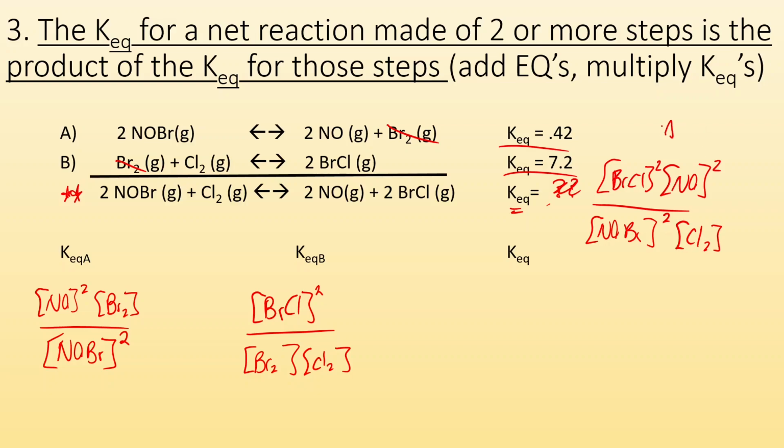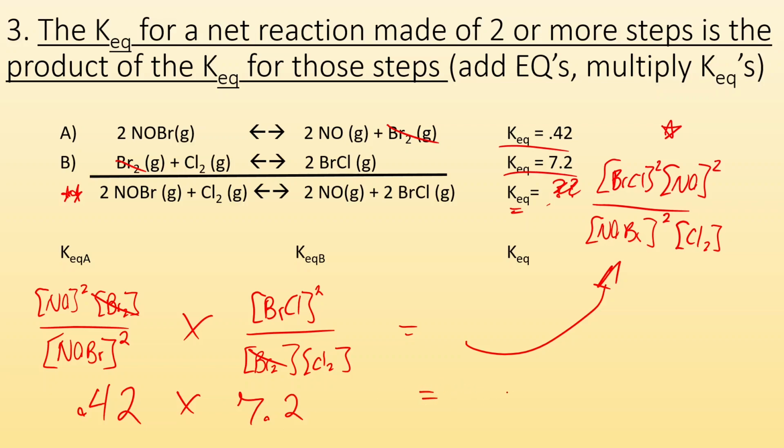So how can I get this from these steps? Well, if I multiply them together, hey, look at this. The Br2 cancels out there, and I end up with, hey, exactly that expression. So if I want the values, I got to do the same thing to the values. I take 0.42 times 7.2, and I didn't do this math. It equals whatever the answer is, right? We don't really care too much about it. Probably going to be like 2 point something.